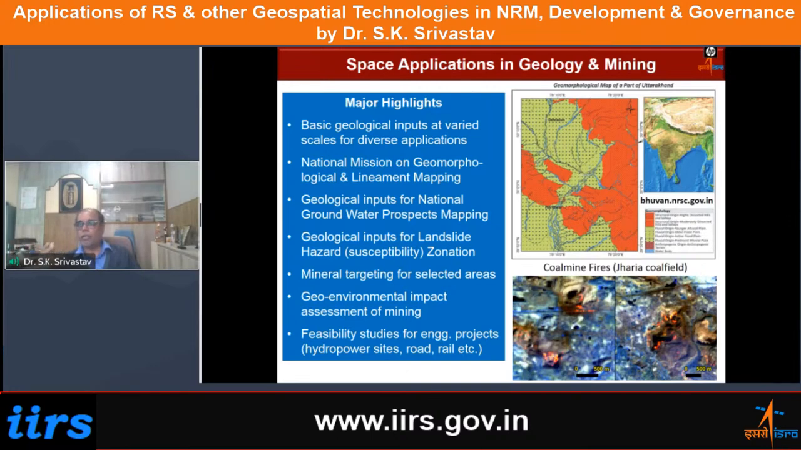And the geological maps, if somebody wants to see them or get access to those geological maps, one can visit the GSI website, and they have a portal wherein you can see those geological maps.